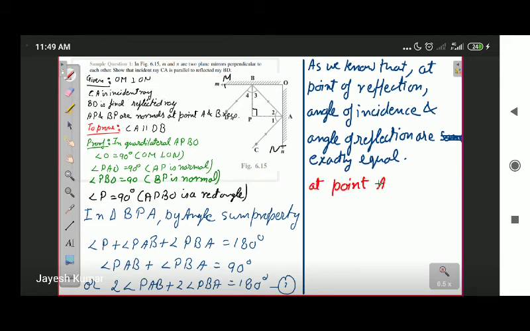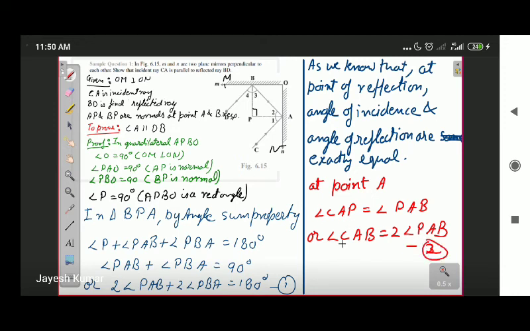What is happening at point A? Angle 1, that is angle CAP, is equal to angle PAB. Angles 1 and 2 are equal, or you can say angle CAB is twice angle PAB. If I add these two x, this total angle becomes 2x. So this is equation number 2.